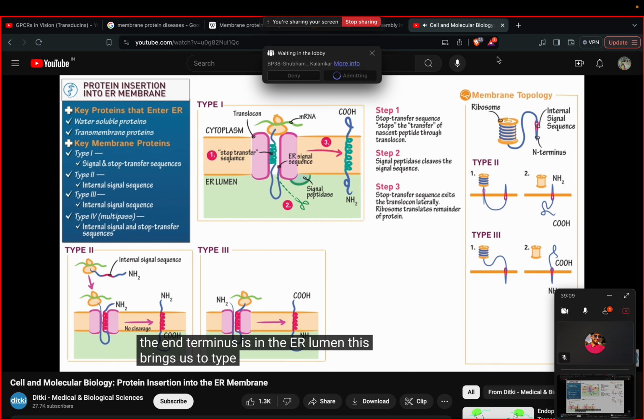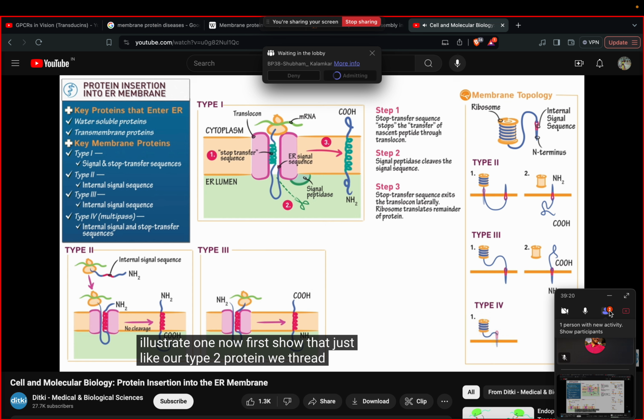This brings us to type 4 proteins. Let's use our thread analogy to illustrate one now. First, show that just like our type 2 protein, we thread our needle through the membrane to form a stitch. This time, label the portion of the thread that crosses the membrane stop transfer sequence. Just as in type 1 protein insertion, stop transfer sequences stop the transfer of protein through the translocon.